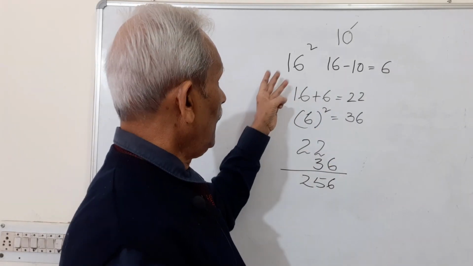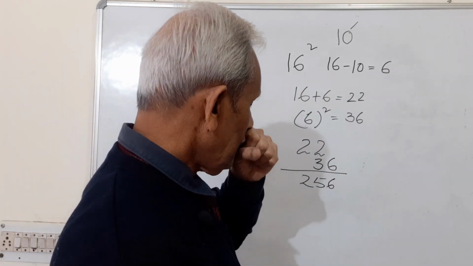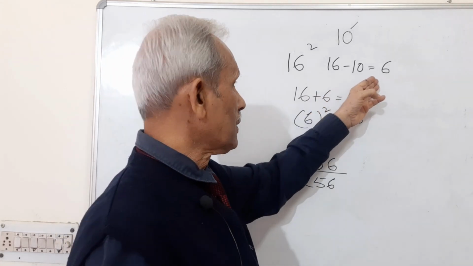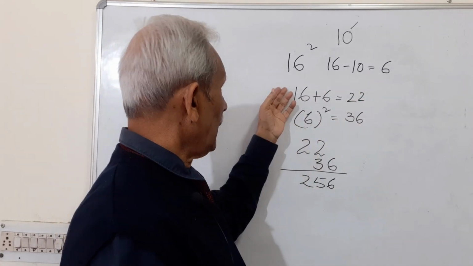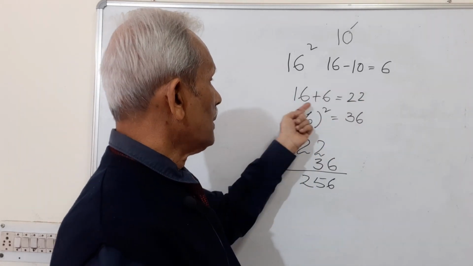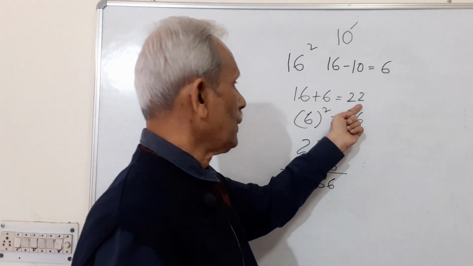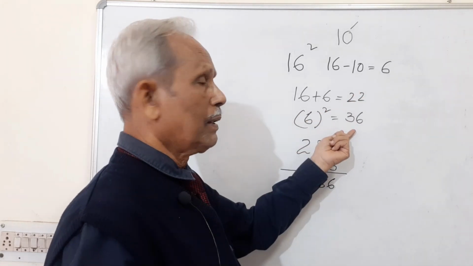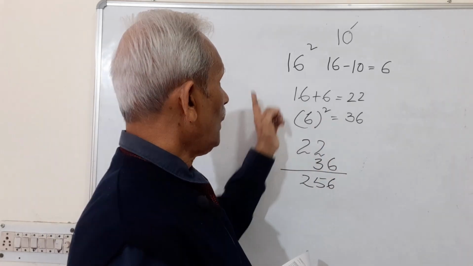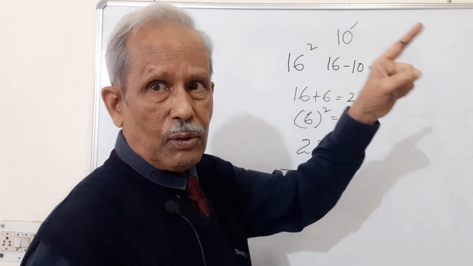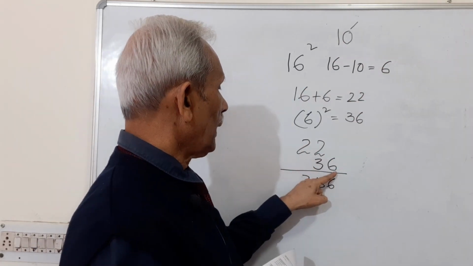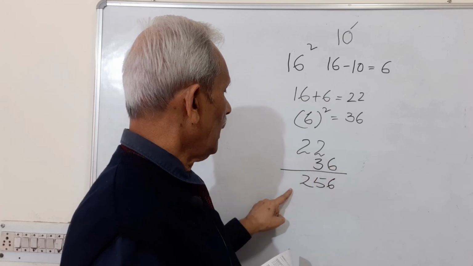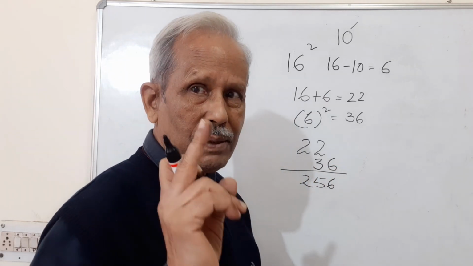Again, I am repeating all the three things which you need to see here. Number one, you have to find the difference of the number from its nearest base. Here it is 6. Then you add that to the number, so it becomes 22. Then you make the square of the difference: 6 square is 36. Then you find out how many zeros are there. There is only one zero, so you can take only one space here. So you write 6 here and write 3 here. The answer is 256. It's very simple.